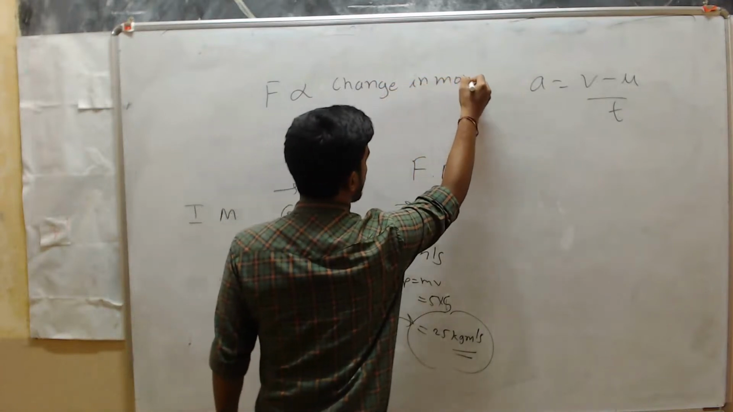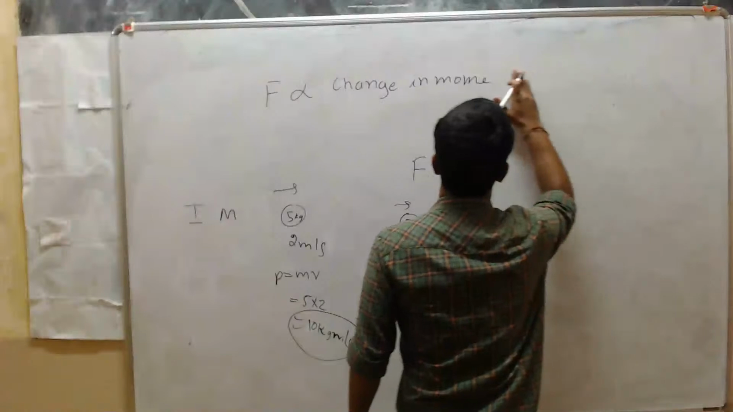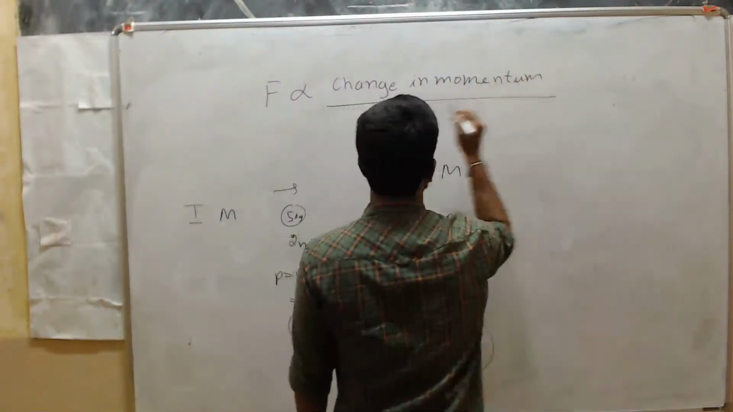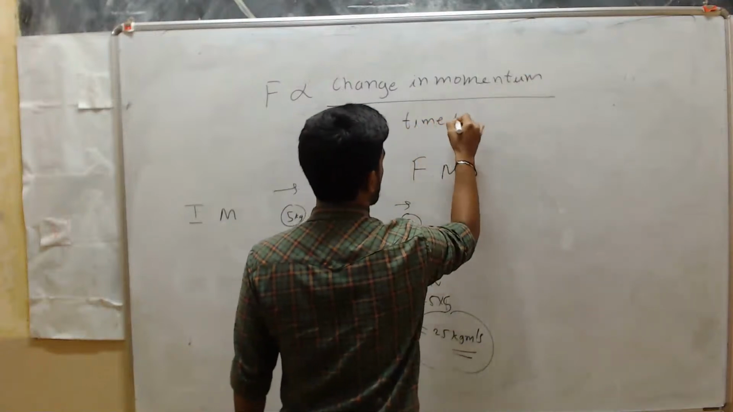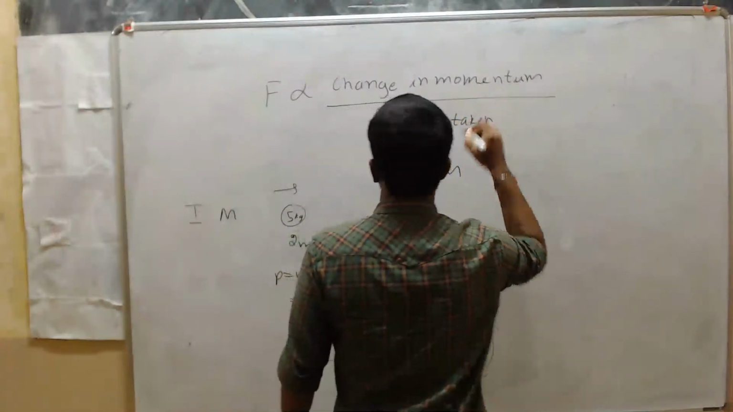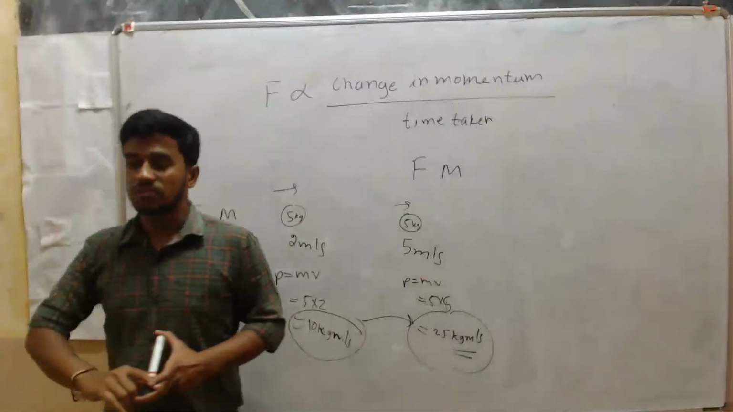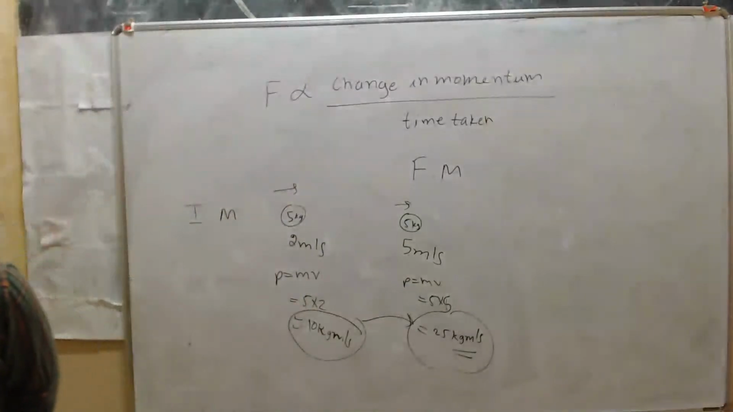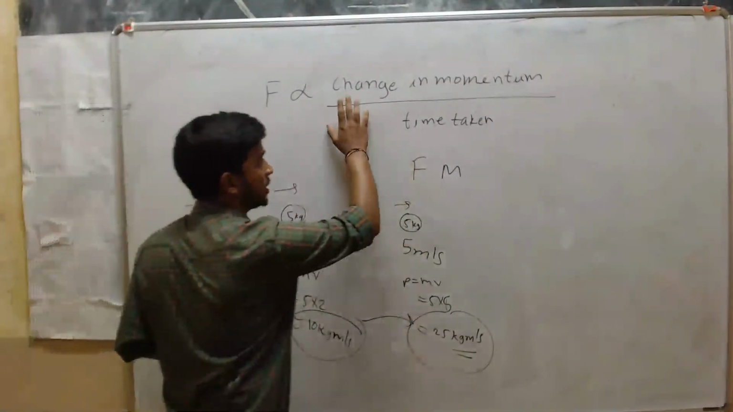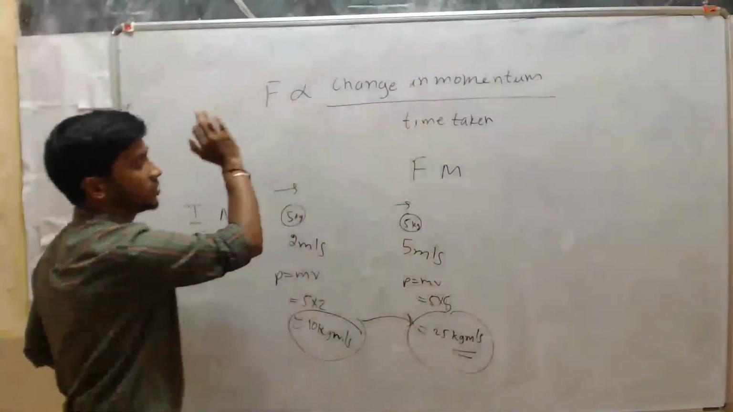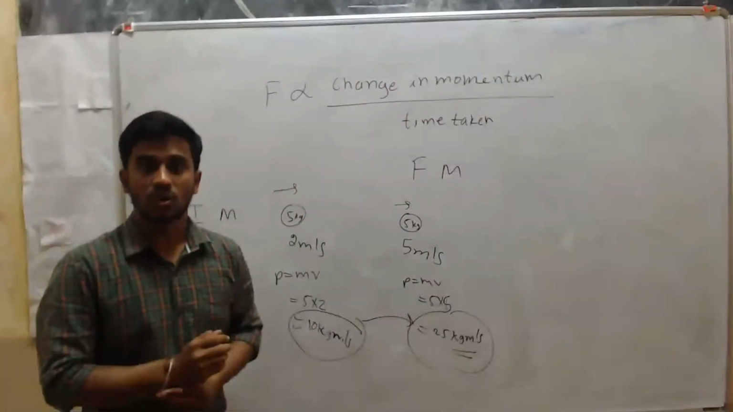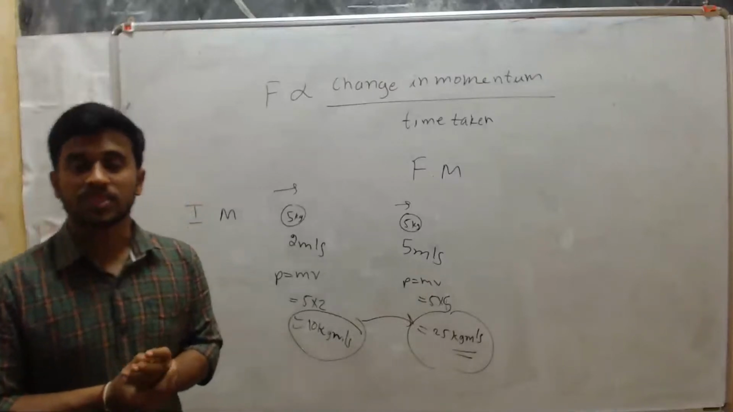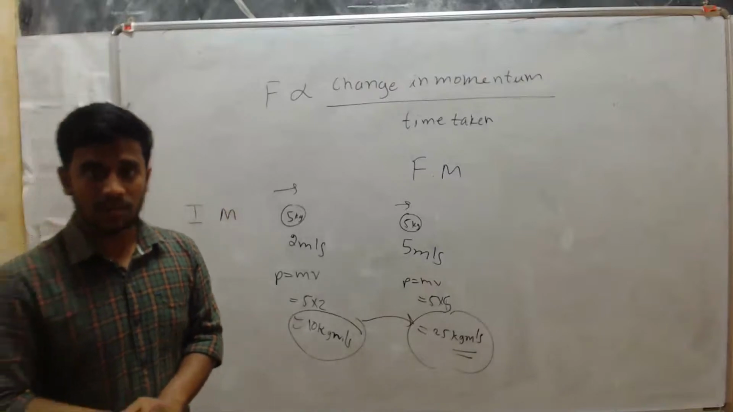the change in momentum divided by time taken. Clear? See, F is directly proportional. What does this symbol represent? It is directly proportional. What it says here is that the momentum is changed in a given time because of the application of force. So you can change the momentum of an object in a given time because of the application of force.